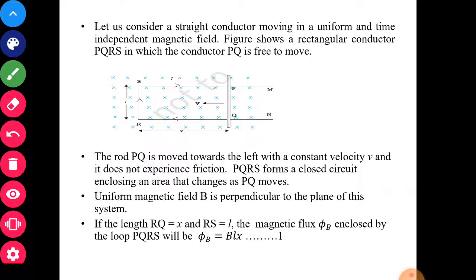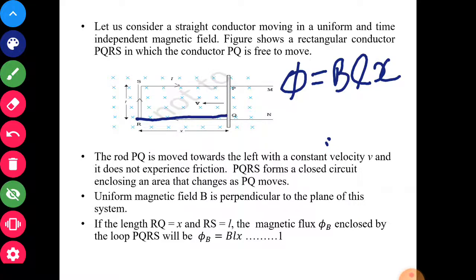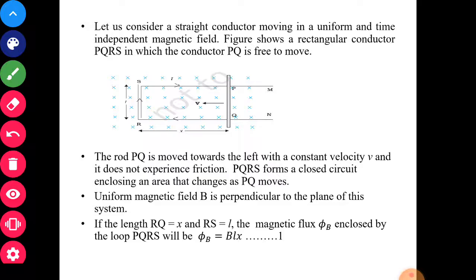And the magnetic flux, if you want to find, associated with this PQRS, flux phi is equal to B dot A or BA. Try to understand that flux can be found as B into area. Area is length into breadth, because this is the breadth, then this will be the length. Length is L, this is x. So phi is equal to B into A, A is L into x. So this is our first equation: phi B is equal to BLx.